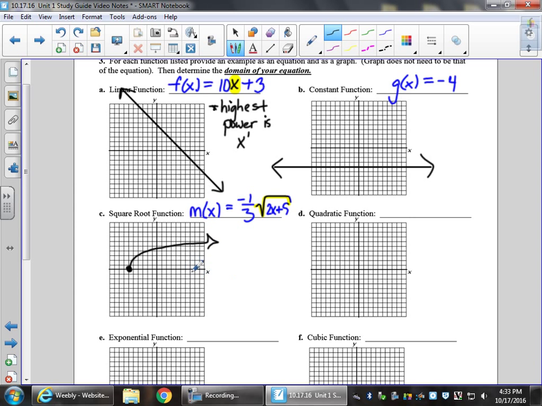The start point could have been over here and going that way, but it has a clear start with an arc in a particular direction.